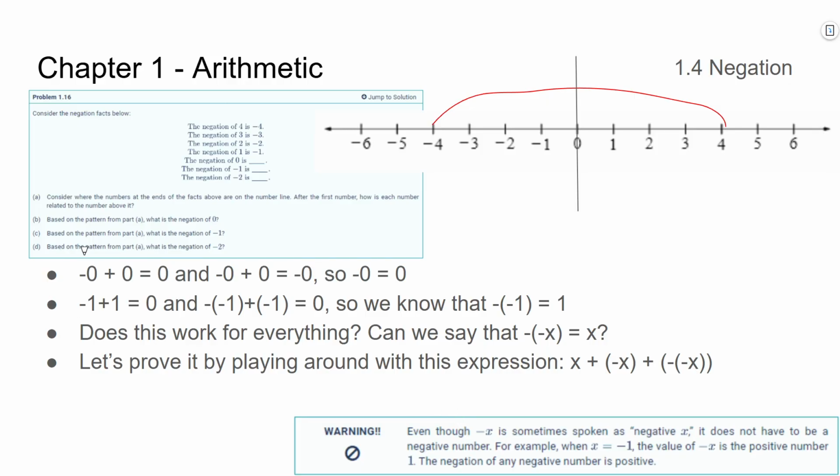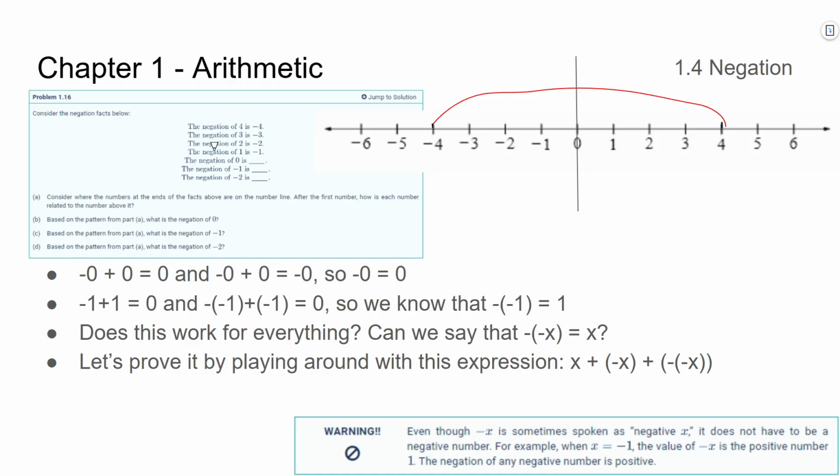All right, so for part A, consider where the numbers are on the number line. So the first one, negation of 4. So 4 is right here on the number line. -4 is over here, and they're equal distance from 0. So they're on the opposite side of 0, as we can see there.